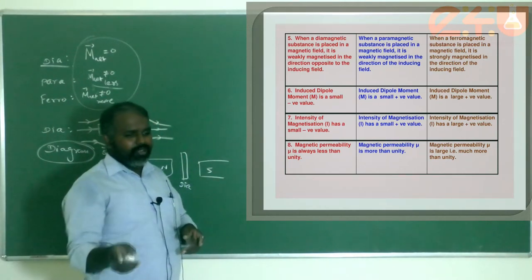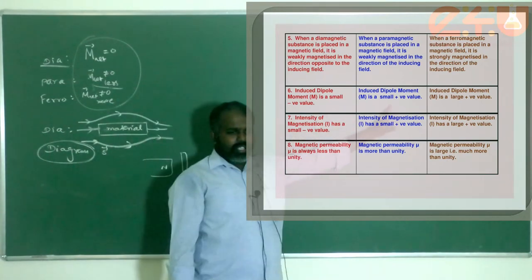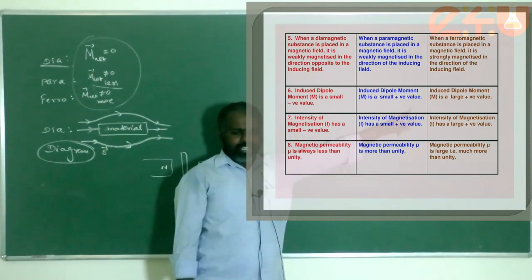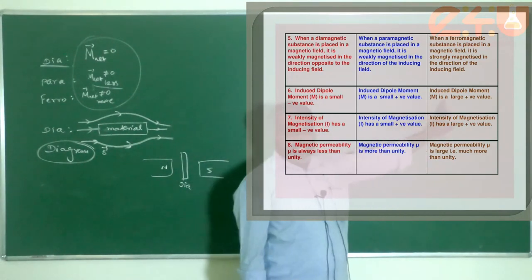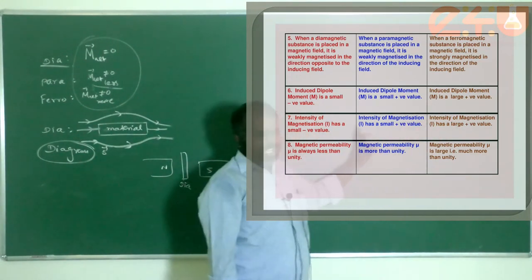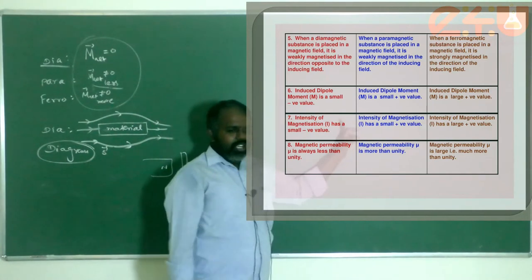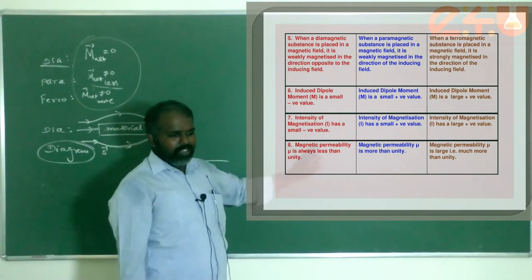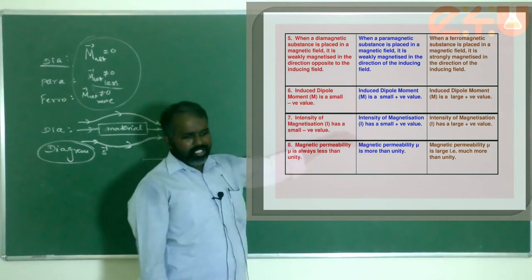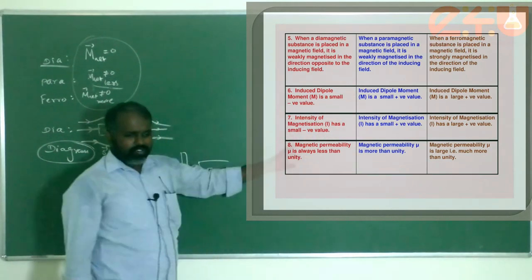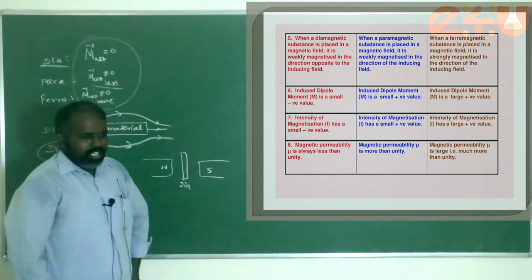But in the case of para and ferromagnetic materials, those values are a small positive and a larger positive. Similarly, the I value also is there. And the next one is the permeability value. These values we just now listed as a small table, you can understand from there. And please go to the next slide.